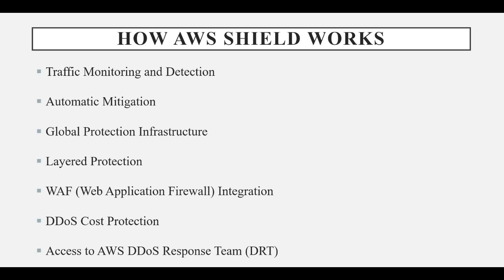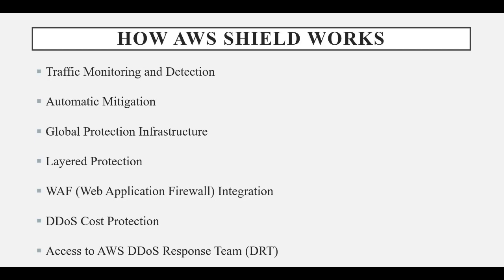So in automatic mitigation, Standard is a free service. It can automatically detect and mitigate the most common threats. When we use Advanced, it's a premium service, which we pay for, and it gives 24/7 access to the AWS DDoS response team. That is called automatic detection.